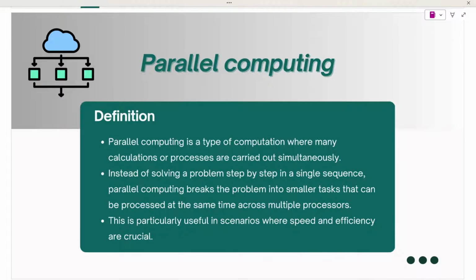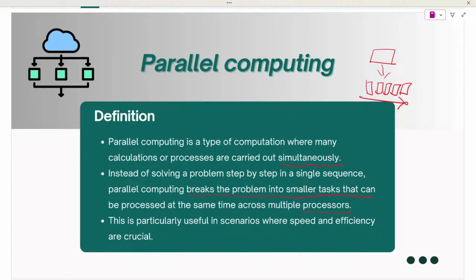Starting with parallel computing, it is a type of computation where many calculations or processes are carried out simultaneously. In parallel computing, if you have one big task, it is reduced into small tasks and all tasks are run simultaneously. Instead of solving a problem step by step in a single sequence, parallel computing breaks the problem into smaller tasks that can be processed at the same time across multiple processors.